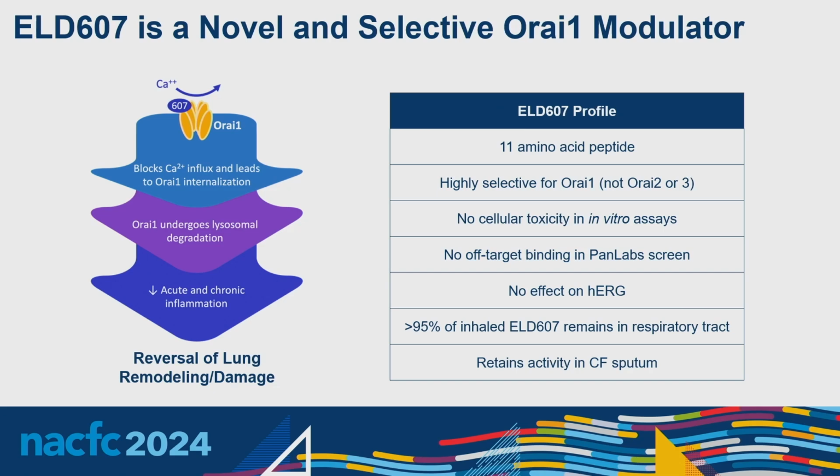And when we administer ELD-607 by inhalation, we saw that it remains mainly in the respiratory tract. And more specifically, it retains activity in highly proteolytic CF sputum where protein and peptides are normally degraded.